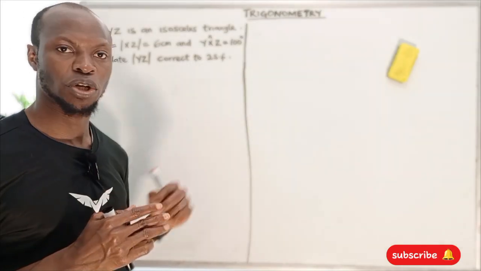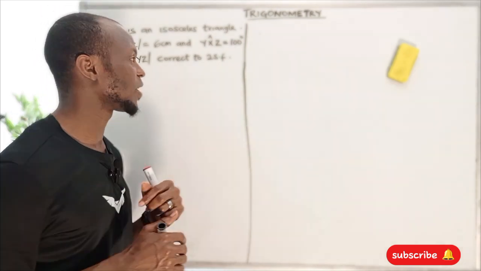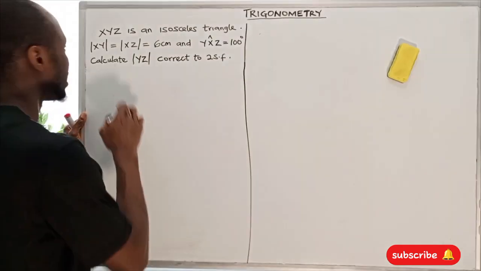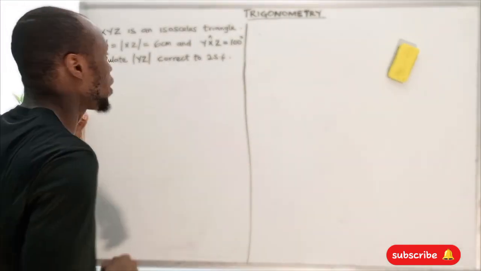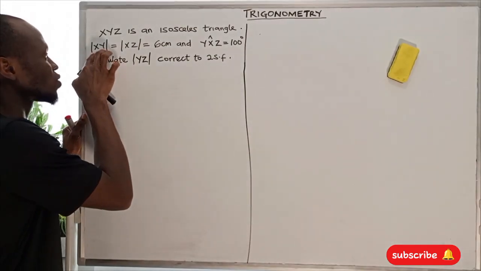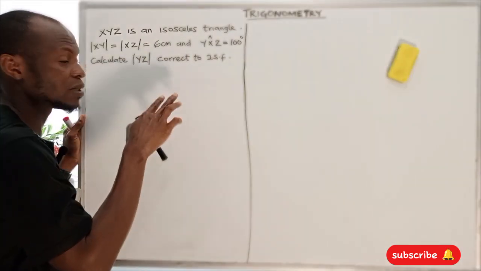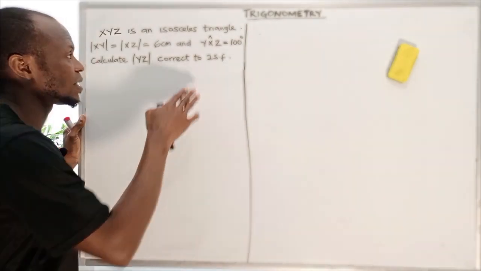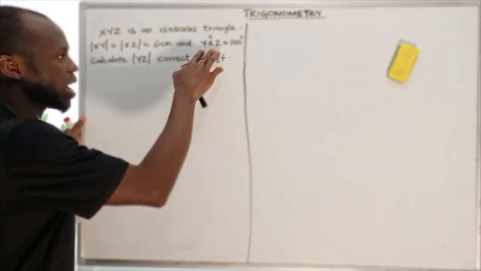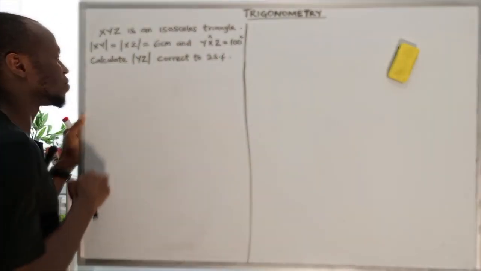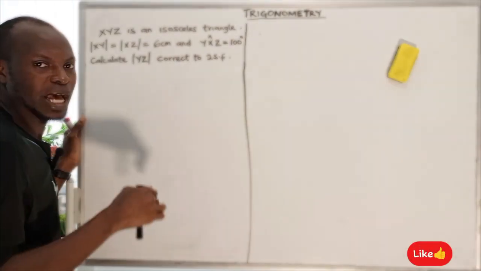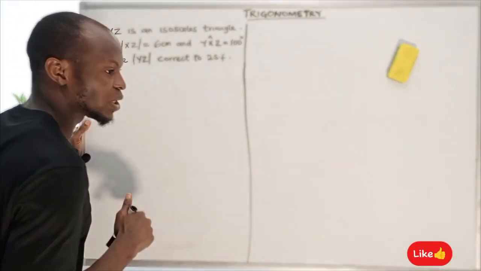And here today we have a question on the board. Follow me as we solve it together, alright? Now we are told that XYZ is an isosceles triangle whereby lines XY and XZ are equal to 6 centimeters, and they are equal, alright? And my angle YXZ equals 100 degrees. We have to calculate the other side of the isosceles triangle.